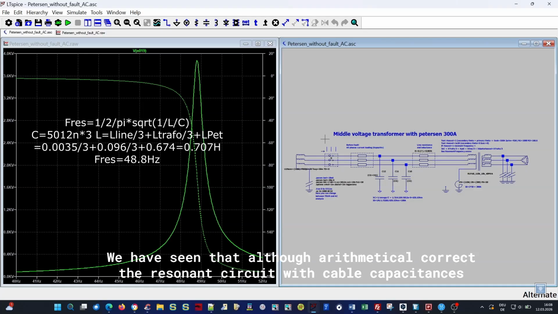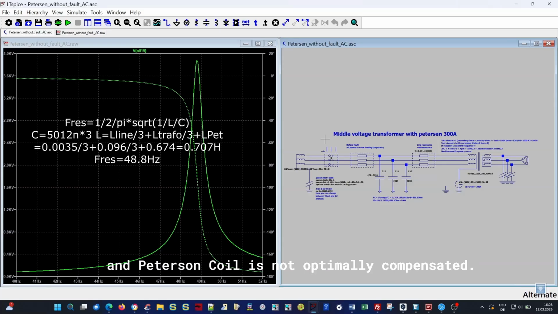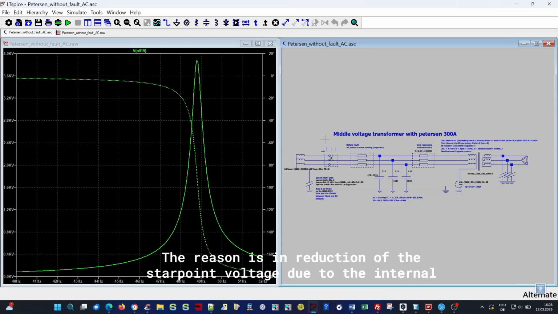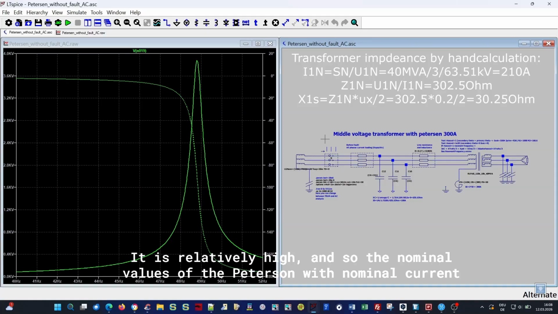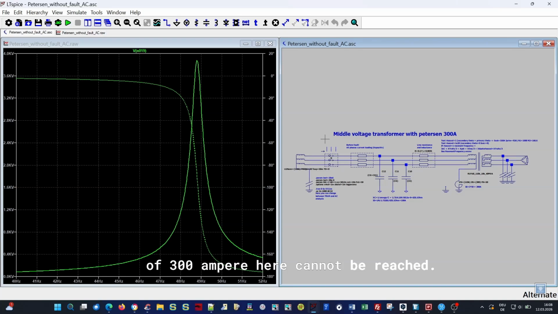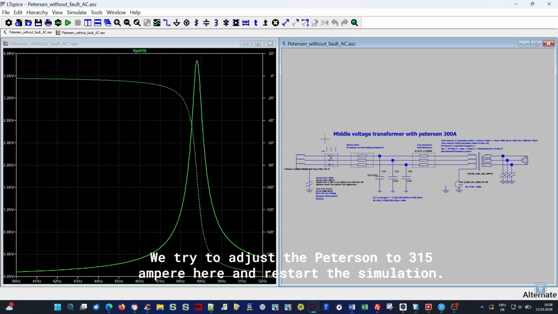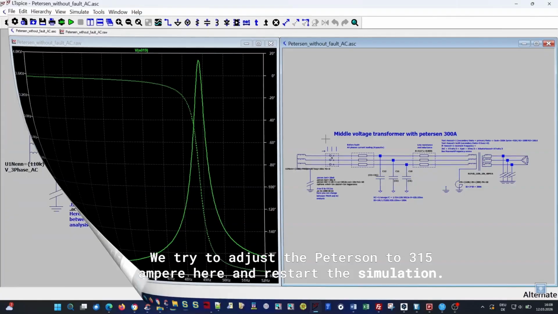We have seen that, although arithmetically correct, the resonant circuit with cable capacitances and Petersen coil is not optimally compensated. The reason is the reduction of the star point voltage due to the internal primary impedance of the transformer. The impedance is 30.25 ohm. It is relatively high, and so the nominal values of the Petersen coil with nominal current of 300 ampere cannot be reached. We try to adjust the Petersen coil to 315 ampere and restart the simulation.